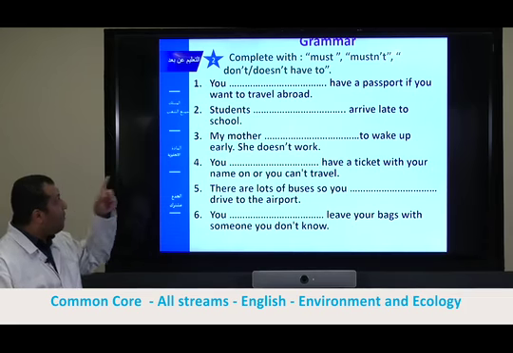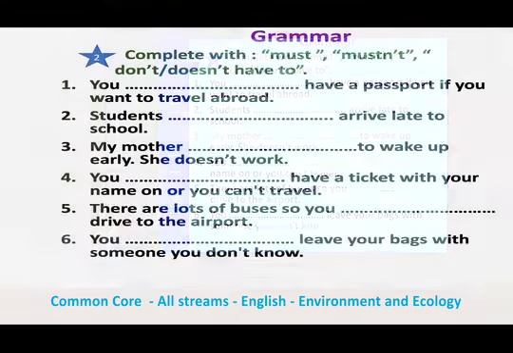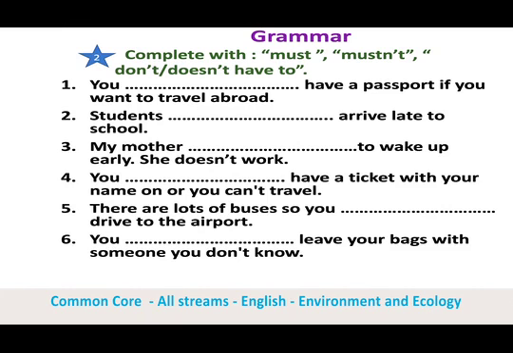Complete with must, mustn't, don't or doesn't have to. We have already been exposed to must and mustn't. Now we have don't or doesn't have to. When you are not obliged, when it is unnecessary to do an action. But if you do it, there is no harm.